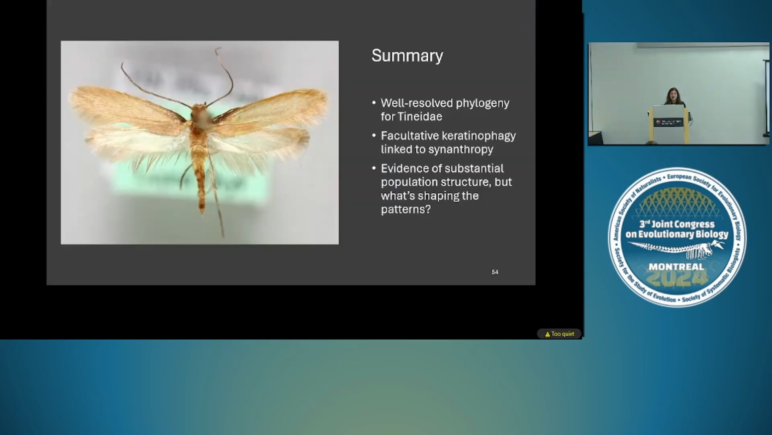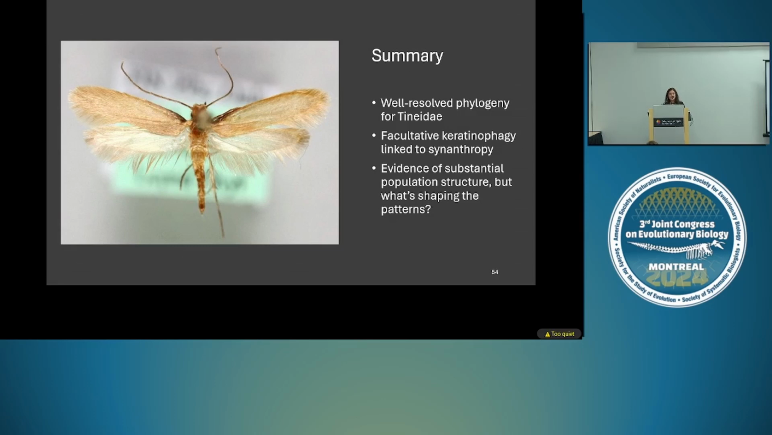So to summarize, I'd just like to remind you that my hypotheses were that synanthropy would be associated with keratinophagy and multiple evolutionary origins, and that there would be significant global population structure. We have this well-resolved phylogeny for Tineidae, and it indicates that facultative keratinophagy is linked to synanthropy, and there are independent evolutionary origins of synanthropy. And there's also evidence of substantial population structure. However, it's not really clear yet what factors are shaping these patterns of genetic structure.